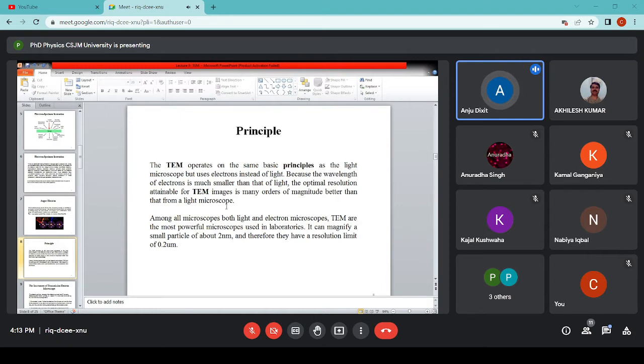So among all microscopes, both light and electron microscopes, TEMs are the most powerful microscopes used in laboratories. It can magnify a small particle of about 2 nanometers, and therefore they have a resolution limit of 0.2 micrometer. So at this level we can have analysis. That is why TEMs are widely used.